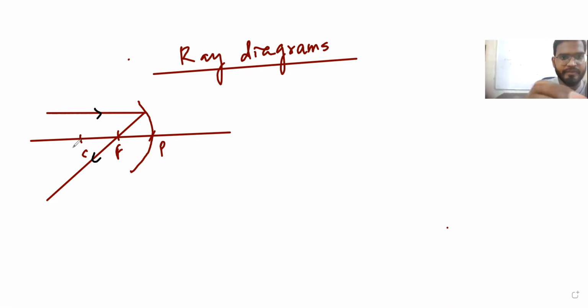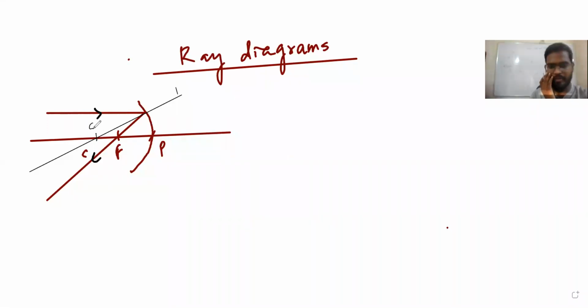The normal will pass through the center. If you want to draw the normal here, we can draw it like this. We can shift the center of curvature a little here, and in this way we can draw the normal also. The normal will pass only from the center of curvature.